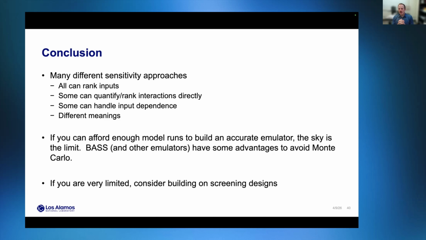I find that if I can afford enough model runs to build an accurate emulator, I can usually do a lot of really cool stuff with sensitivity analyses there. And then, if you're really limited, you want to build on some of these design of experiment ideas. All right, and that is all I have.